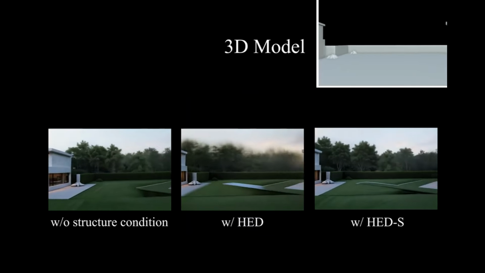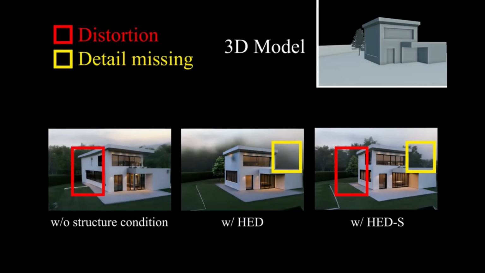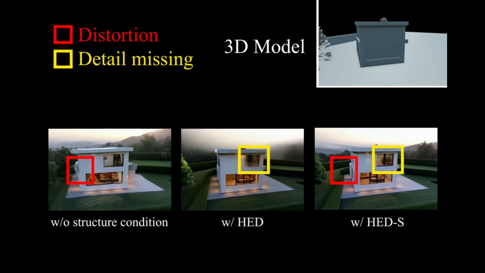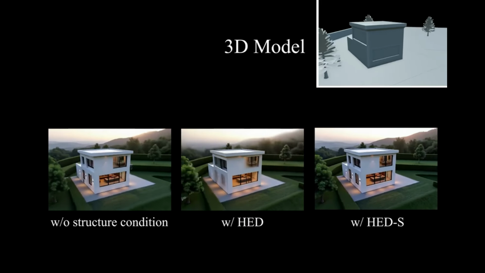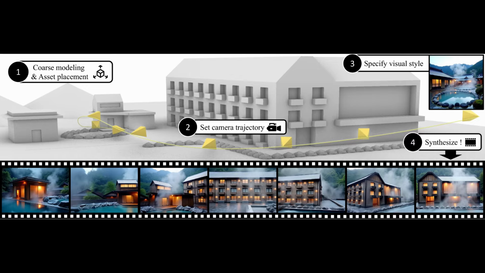On the far left, without any structure conditioning, the image is a mess. In the middle, it's better but still has missing details. But on the right, with their method, it's perfect. Here's another angle that shows the same thing. Without their structure-guided approach, other methods have issues. Theirs is just flawless. So how does it pull this off?